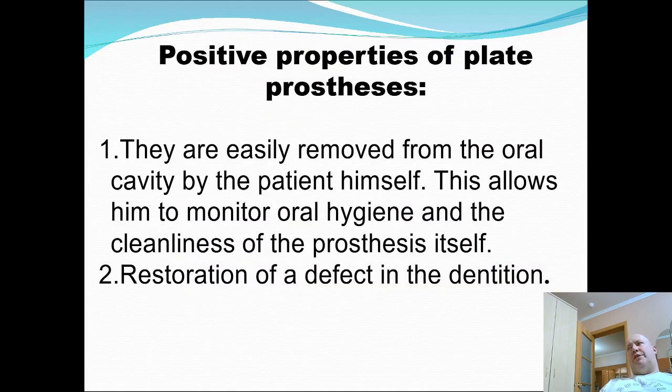Positive properties of plate prosthesis. They are easily removed from the oral cavity by the patient himself. This allows him to monitor oral hygiene and the cleanliness of the prosthesis itself. Restoration of a defect in the dentition.